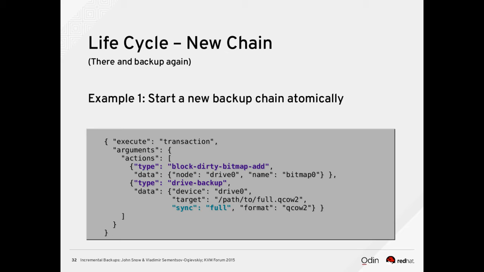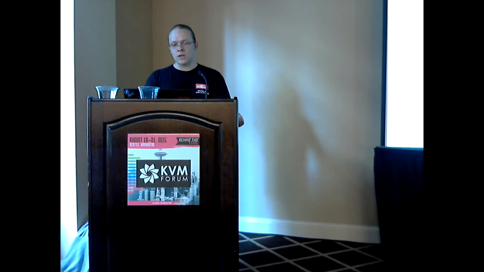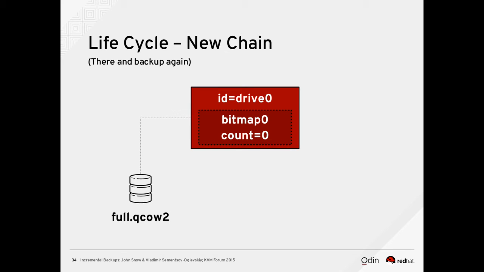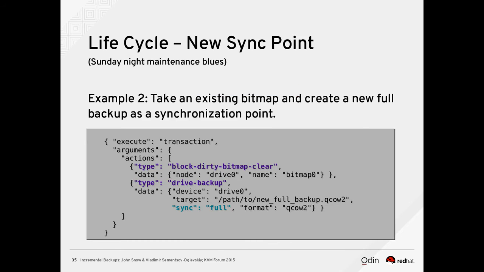You can use the add and drive-backup commands there, along with sync full down there, to create a full backup and clear the bitmap at the same time, so you can be assured that any new writes that come forward will be tracked for your next incremental. So you start with something like this, really boring. It's just a box, but we can attach a bitmap and create a full backup somewhere on disk, perhaps, and count 0 because there's no dirty writes now. Or say we have an existing bitmap and you just want to reset it.